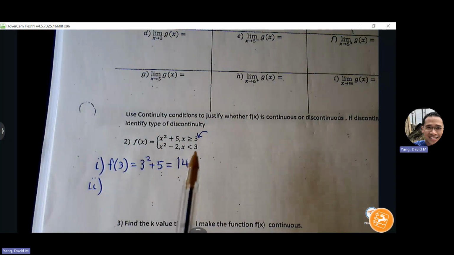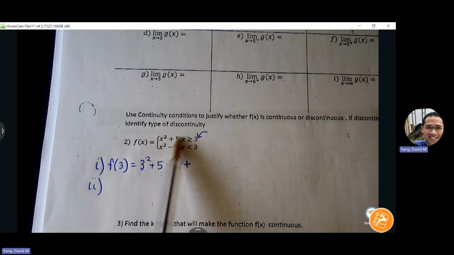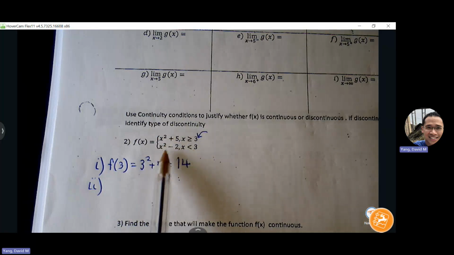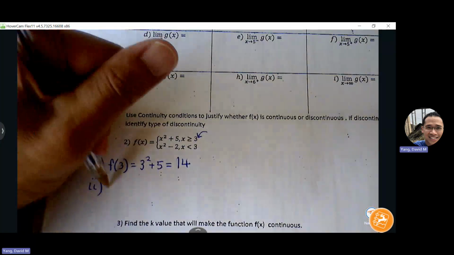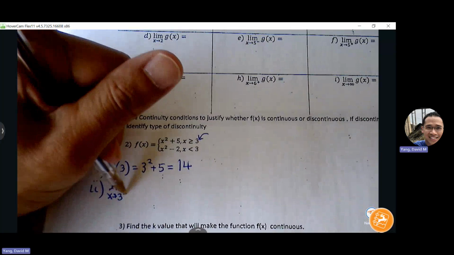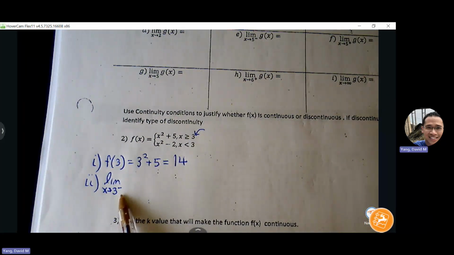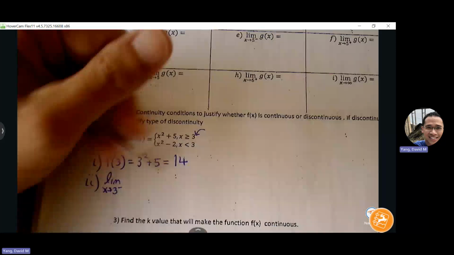Second condition, does the limit exist? Can we rely on one limit statement or do we need two? We need two, right? Greater than has an expression, less than has different expressions, so the left and right are going to involve different expressions here. So, limit as x approaches 3 from the left side of 3. Which one do we use for the left side of 3? X squared minus 2, okay.